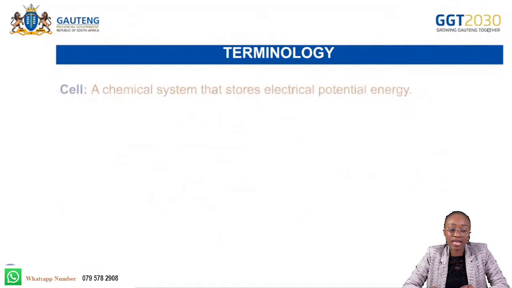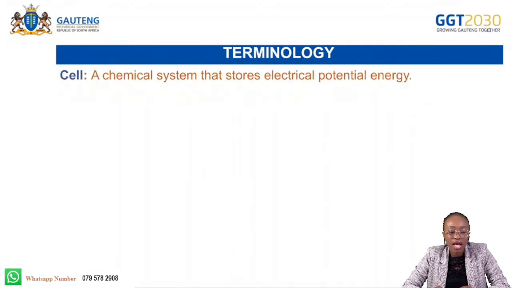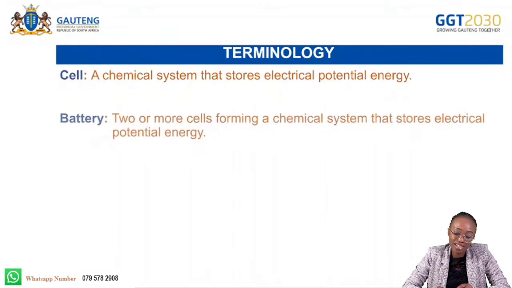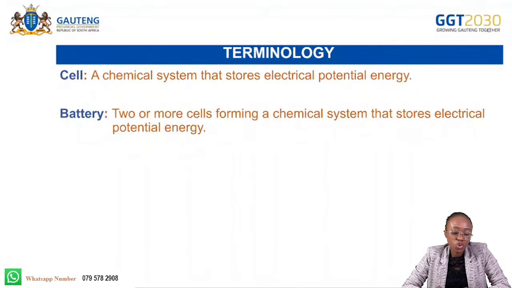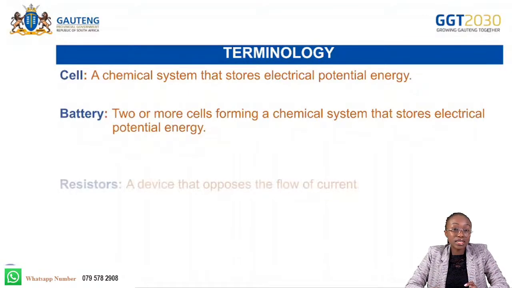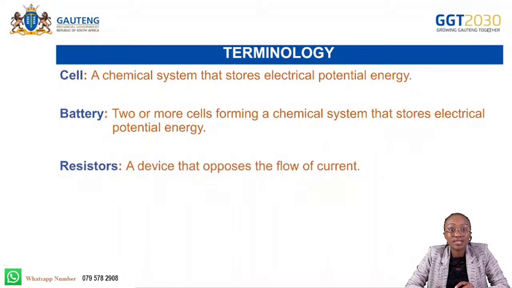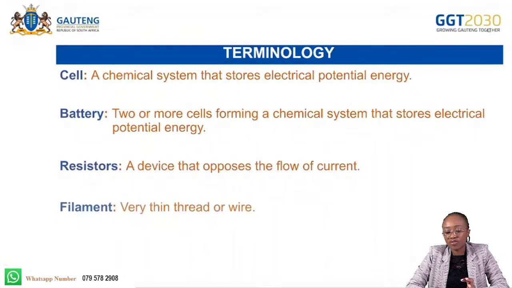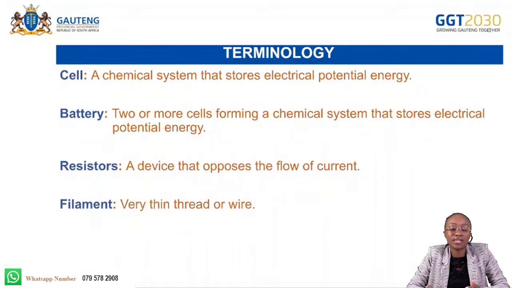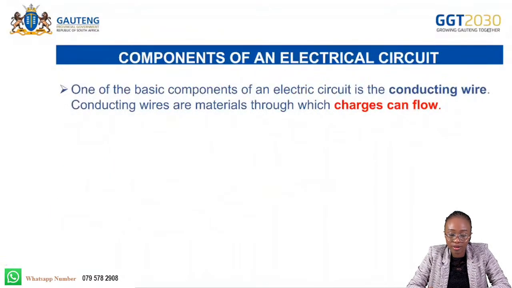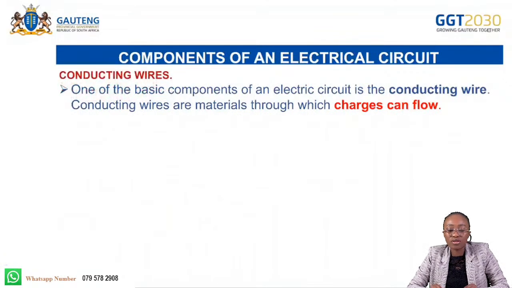Let's look at the second slide. Cell, a chemical system that stores electrical potential energy. Battery, two or more cells forming a chemical system that stores electrical potential energy. Resistors, a device that opposes the flow of current. Filament, a very thin thread or wire. Now let's learn about the components of an electrical circuit. What are these pieces that make up an electrical circuit? For starters, we have conducting wires.